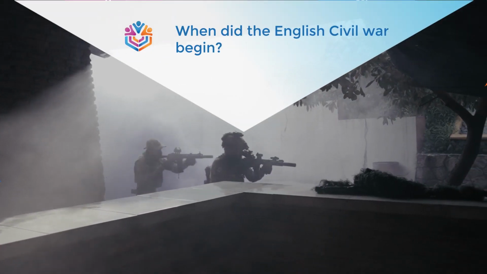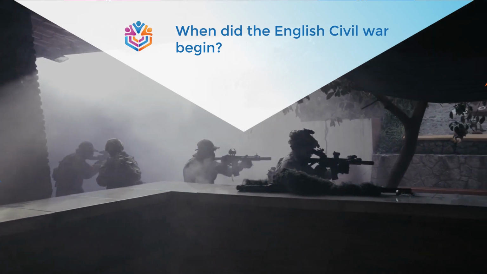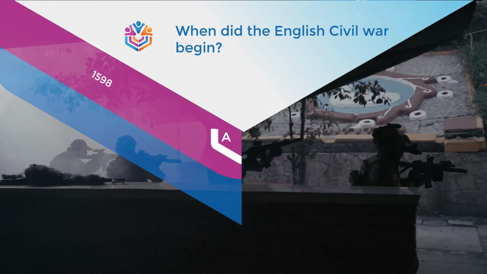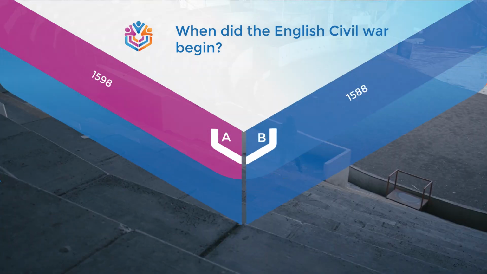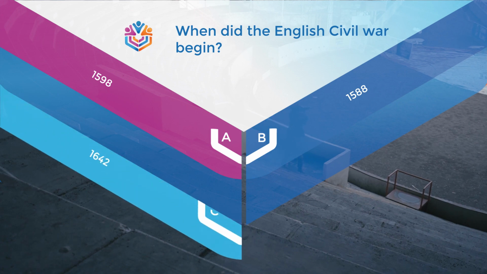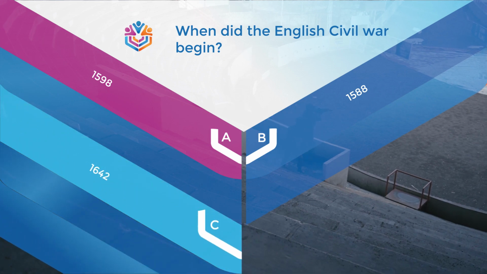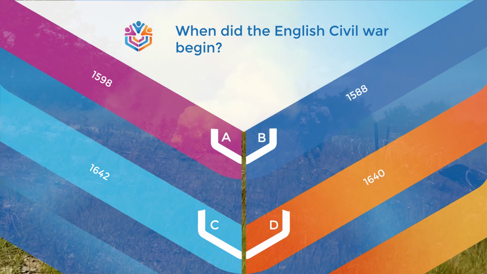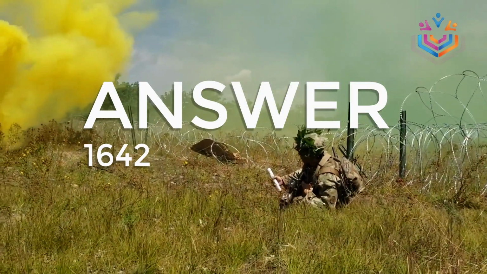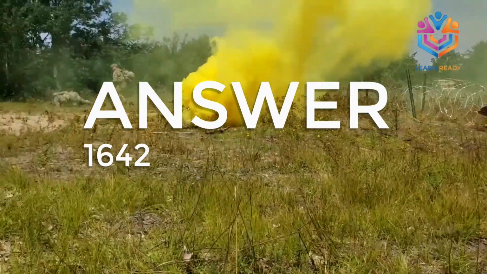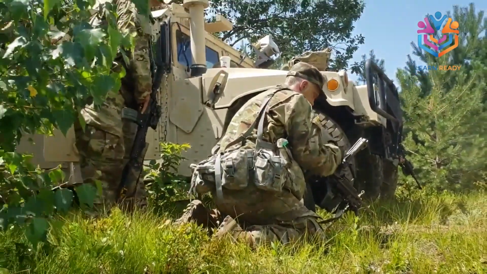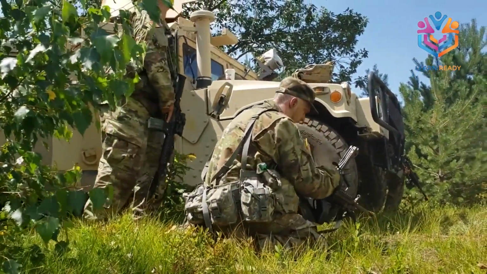23. When did the English Civil War begin? A. 1598. B. 1588. C. 1642. D. 1640. Answer: 1642. Civil war between the King and Parliament began in 1642. The country split into those who supported the King, the Cavaliers, and those who supported Parliament, the Roundheads.